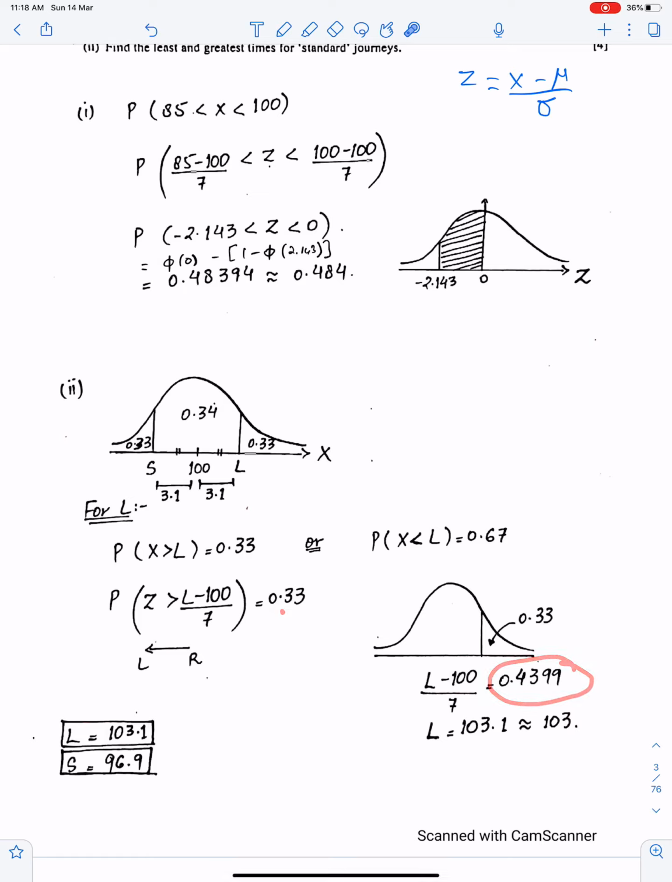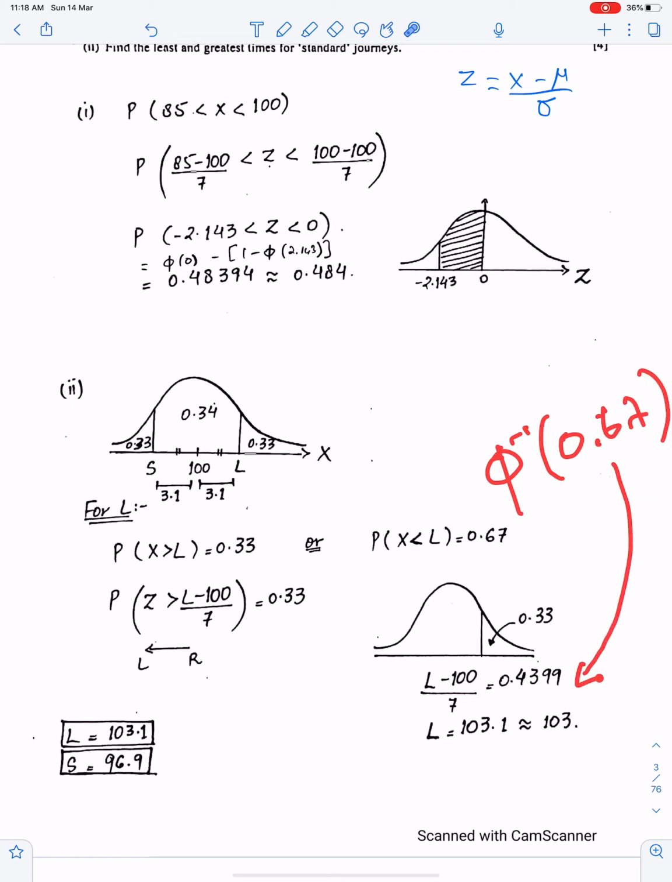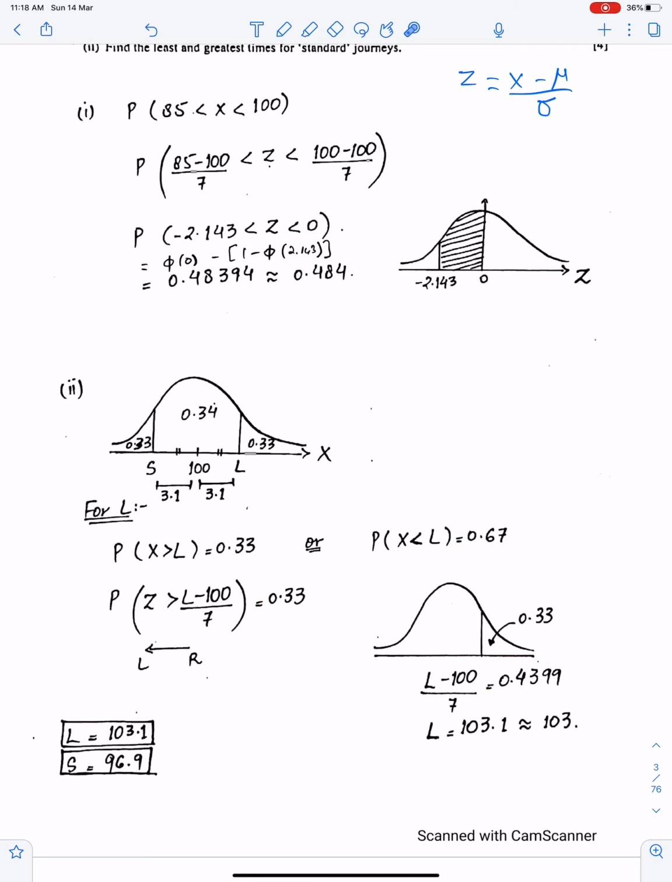Phi inverse of 0.67 is this, or phi inverse 0.33 is this. If you are using table, you need to get phi inverse 0.67 from your table. You will get this thing. If you are using your calculator, the latest version, you can either put this thing in your calculator or this thing in your calculator in inverse option, and you will get the same thing. So L is 103.1. That means this difference is 3.1. Therefore, this must be 3.1. So if you will subtract 3.1 from 100, you will automatically get the value of S. It should be 96.9.